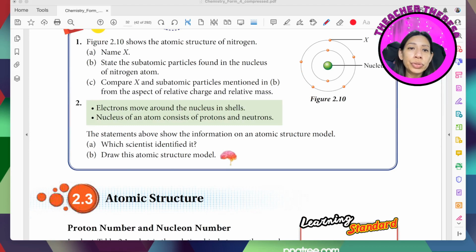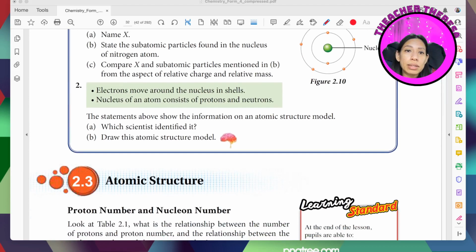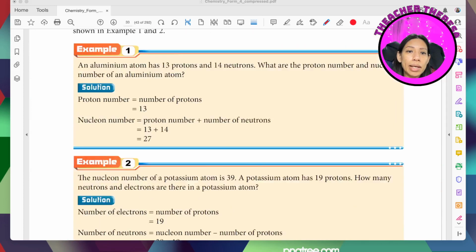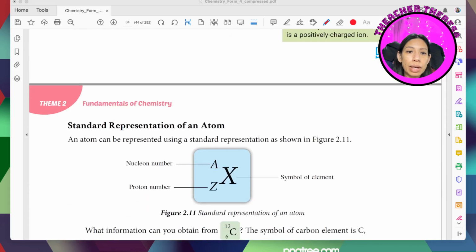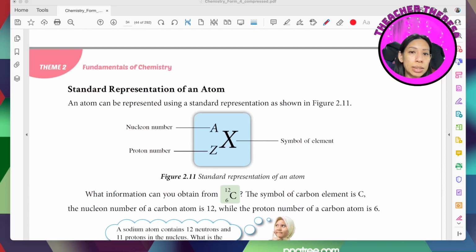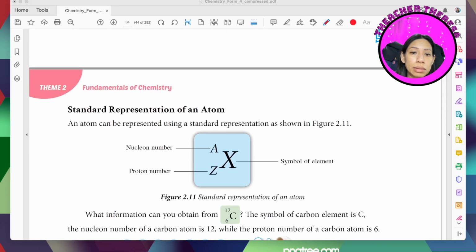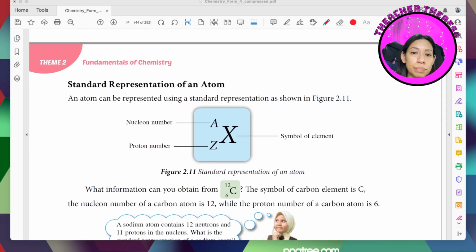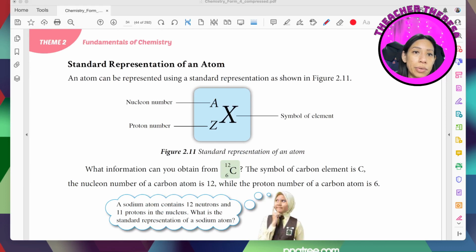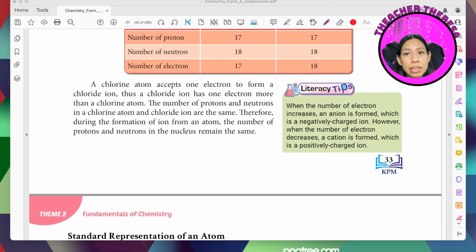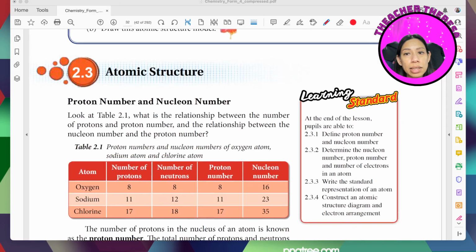Now we go to atomic structure. Atomic structure is where you need to represent, number one, the atoms. How do you represent the atoms? Before that, the symbol of an atom can be put into a standard representation. We call this the standard representation of an atom. This is in 2.3.